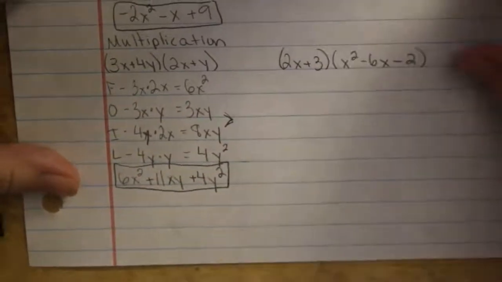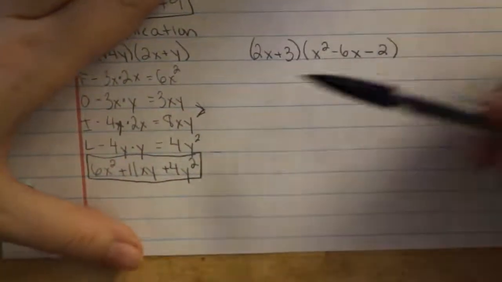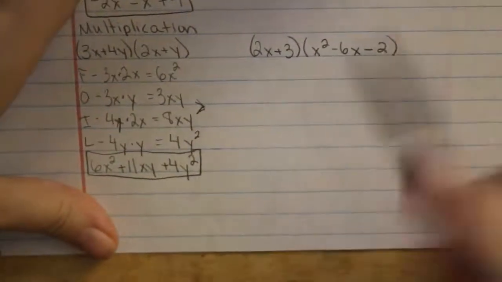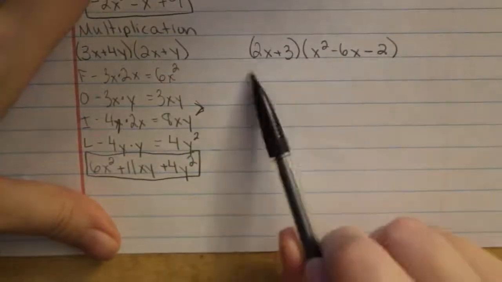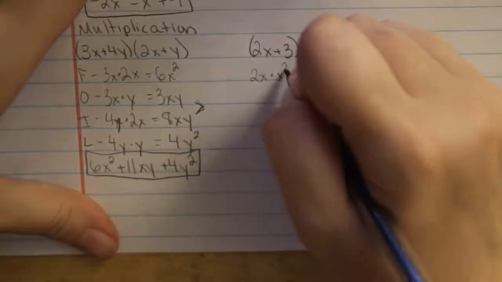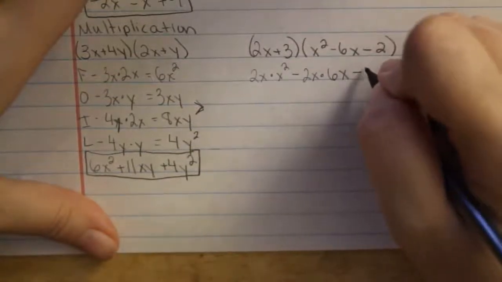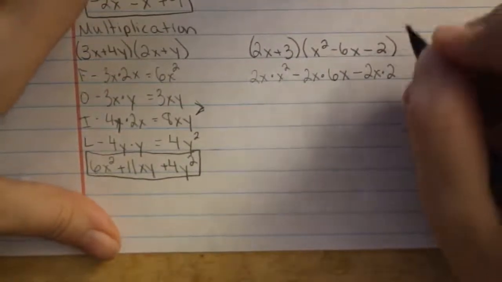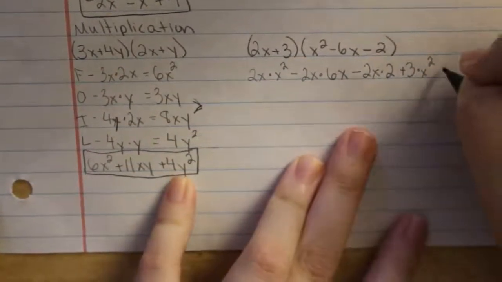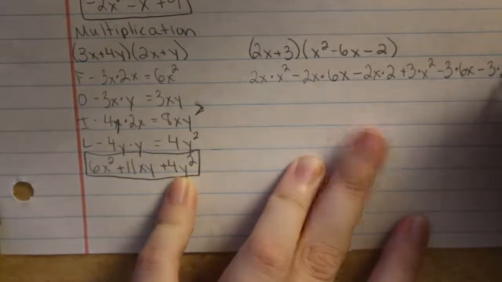Okay, and then this leaves us to my final problem for us. This is something that is not going to be able to be FOILed because you can see I have a trinomial here. So what I'm going to do is distribute each of these terms to the trinomial. So I'm going to do 2x times x squared minus 2x times 6x minus 2x times 2. And then I'm going to do plus 3 times x squared minus 3 times 6x minus 3 times 2.